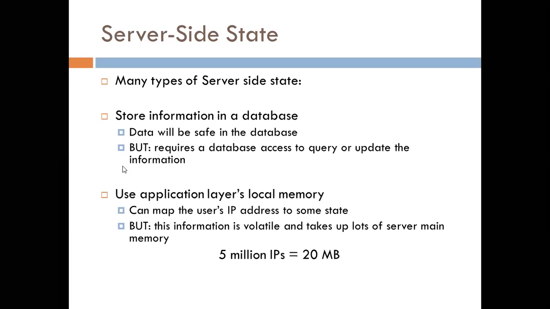So server side state can use the application layer's local memory also. We can map the user's IP address to some state, and based on this the information can be volatile. If it is stored in the local memory, it can take a lot of the server's memory also. If we are storing maybe 5 million IP addresses, then 20 MB of memory is used on the local memory. So again, on the server side, state can be maintained either in a database or in the local memory of an application layer.